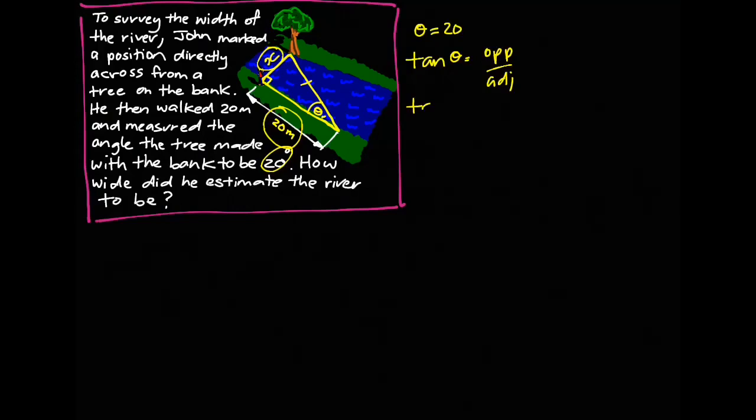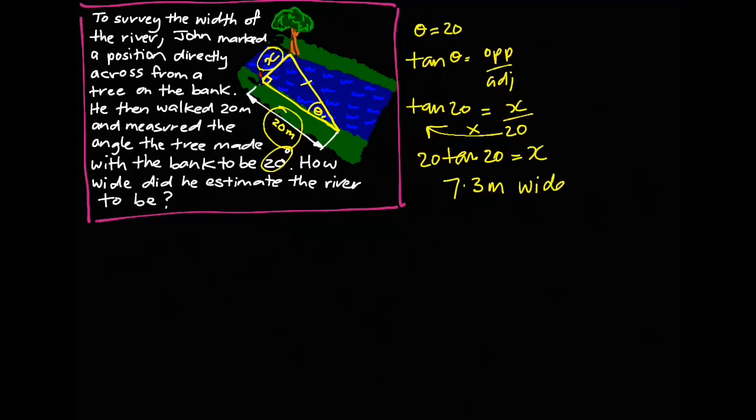Okay, so tan 20 is equal to x on 20. Bring the 20 over to multiply. 20 tan 20 equals x. Now we just go ahead and do that on the calculator, which will give us 7.3 metres wide, or 7.28 metres if they ask for 2 decimal places.